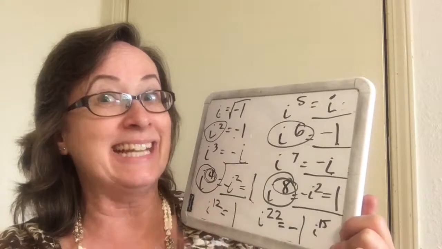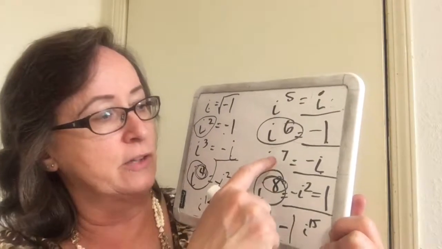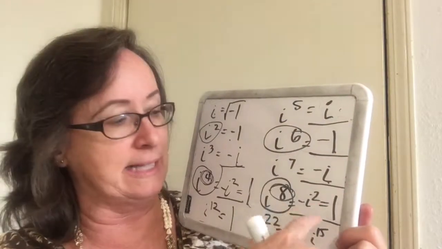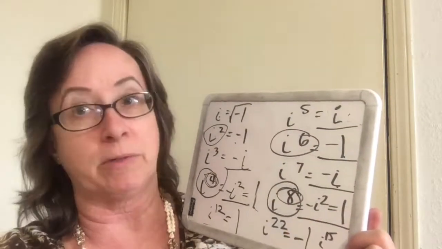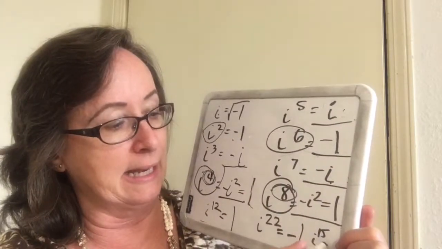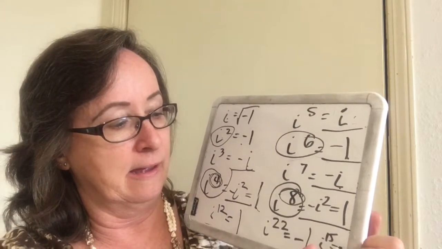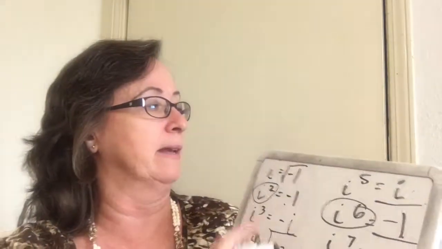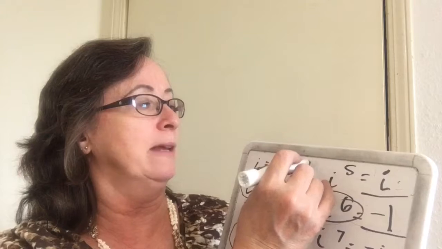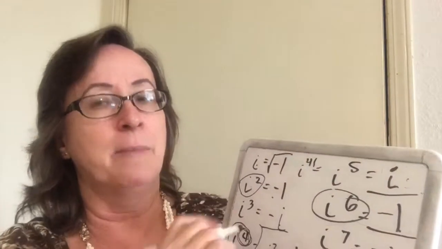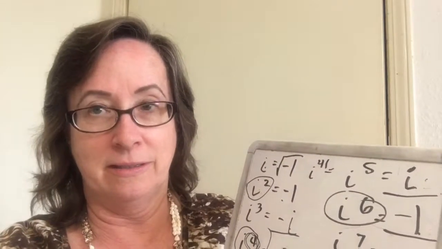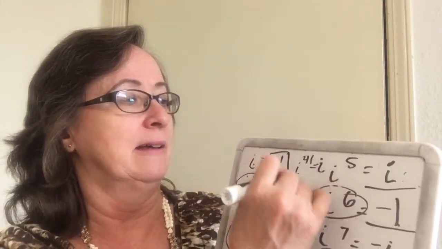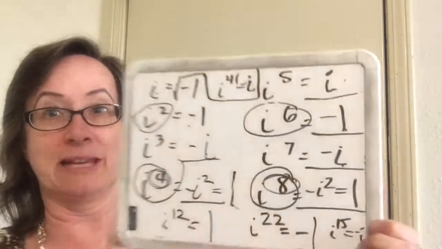Now, i to the 16 is a multiple of 4, so it's going to be a 1. Then the next power, i to the 15, is the third one in the sequence, so it's going to be a negative i. And the last one is i to the 41. i to the 41 is odd, but it's right after a multiple of 4, so it's going to be i, because it's the start of a new sequence.